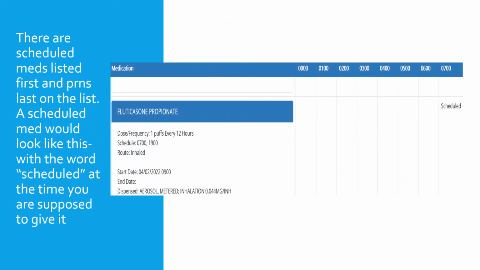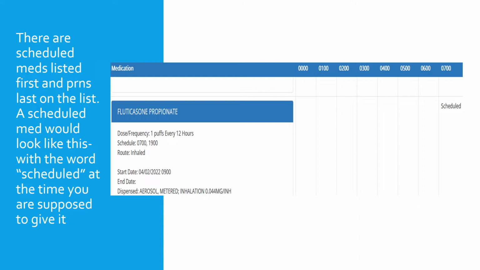In the MAR, the medications ordered will be listed according to how they were ordered. The scheduled meds are listed first, and the PRNs are listed after that. A scheduled med would look like what you see on your screen right now. It is the drug fluticasone, and if you look across, it is scheduled at 7 a.m., scheduled at the time you're supposed to give it. So any med that's scheduled will have that word scheduled at the time it is supposed to be given.